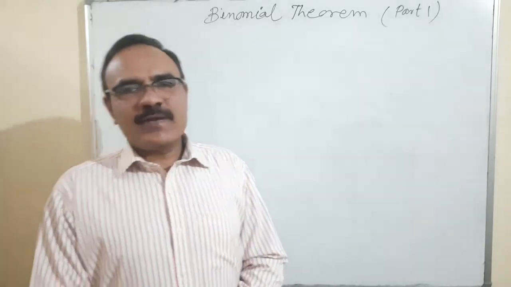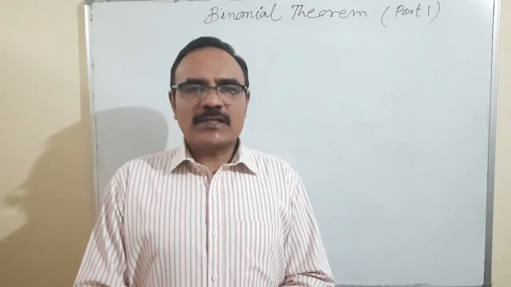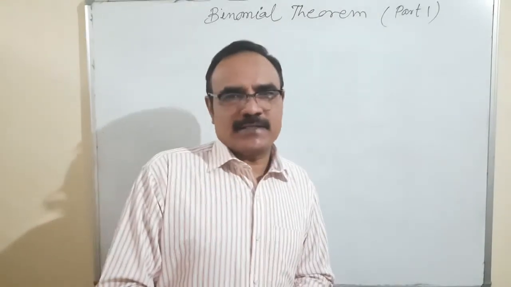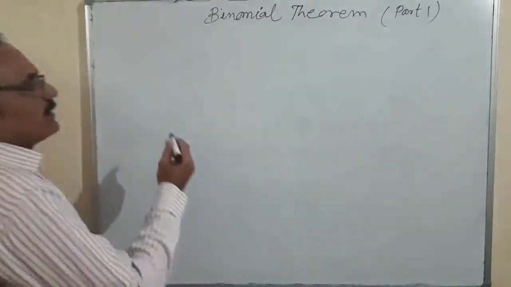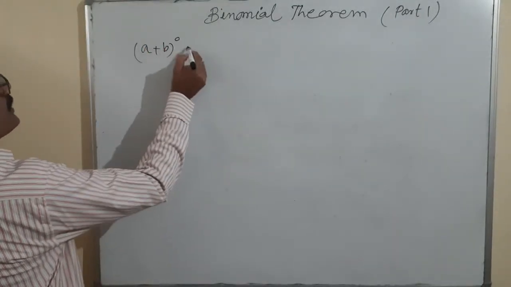Hello, today I am taking a new chapter, binomial theorem. Before understanding the binomial theorem, let us discuss some identities which you have already studied. Suppose I write (a + b) to the power 0, what is the meaning of it?